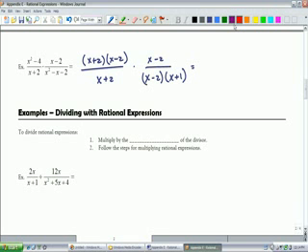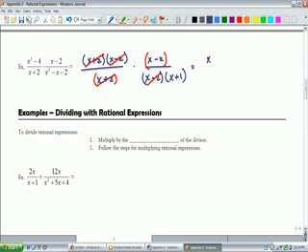Now we need to look for common factors. If we look at this first one here, you'll see that x plus 2 and x plus 2 will cancel out, and we could either cross cancel this x minus 2 here, or we could cancel it with the top here. Either one doesn't matter. I'm going to cross cancel, so those will cancel out.